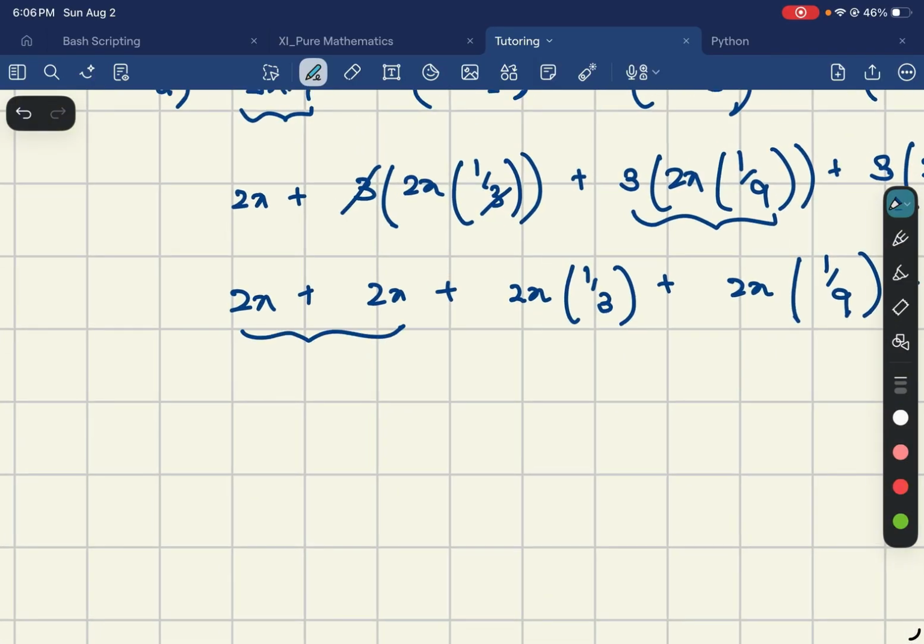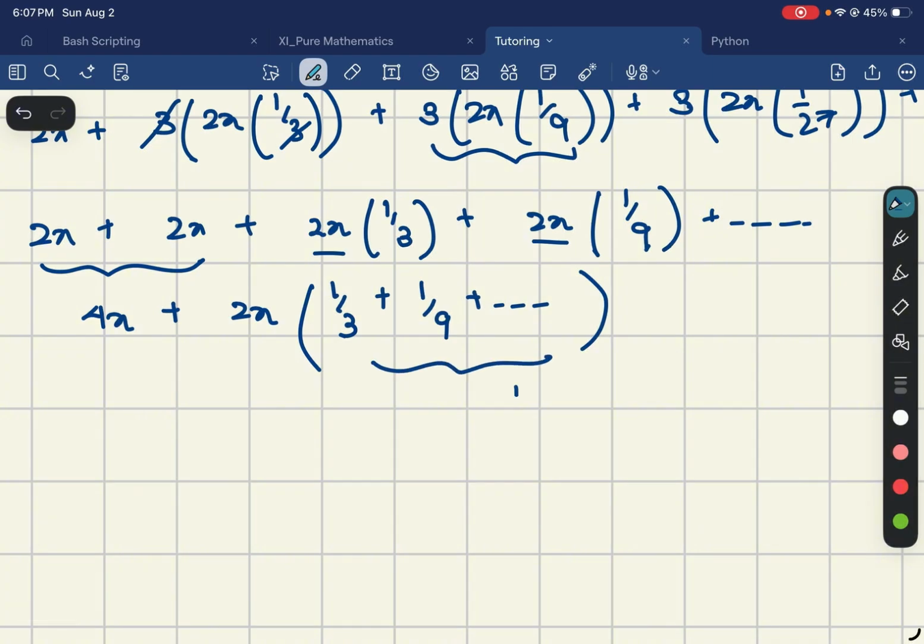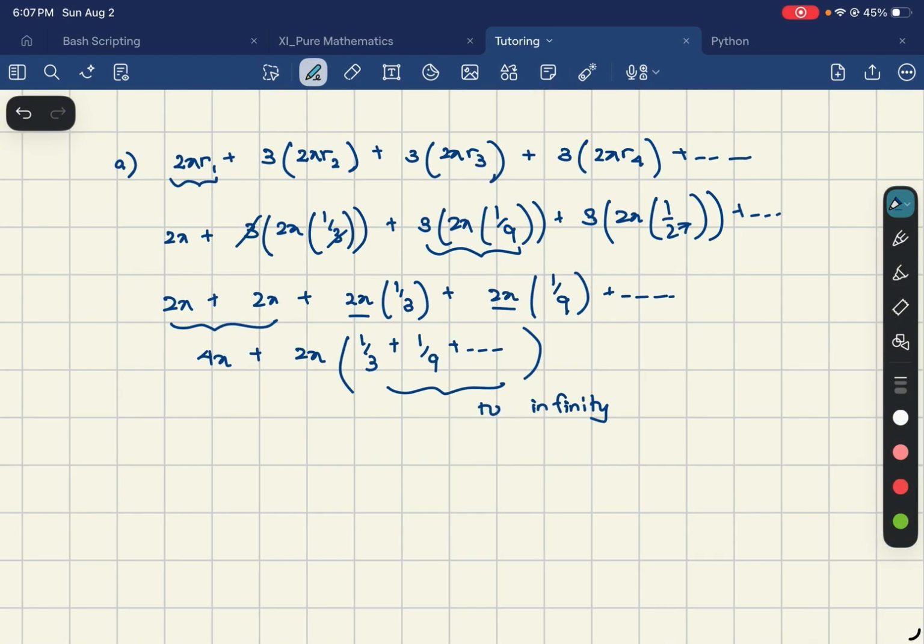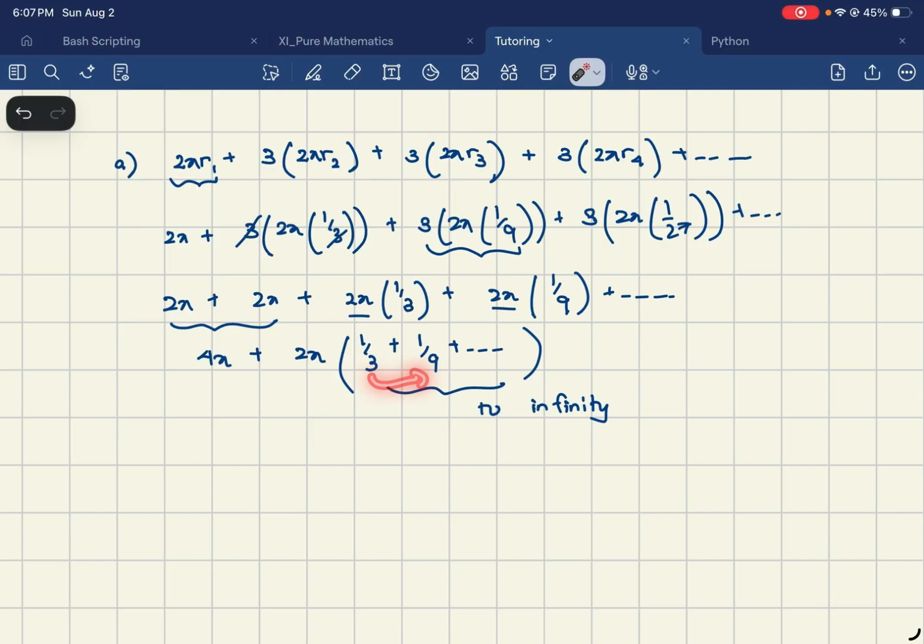So if you combine these two terms, you're going to get 4 pi. And then if you factor out 2 pi from the next terms, you have 1 over 3 plus 1 over 9, and so on. And this continues to infinity. Right? This pattern continues to infinity. And now if you observe, this is a geometric series, right? It is a geometric series with a common ratio of 1 over 3.